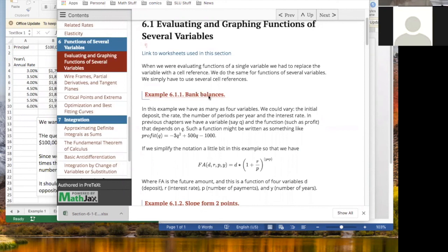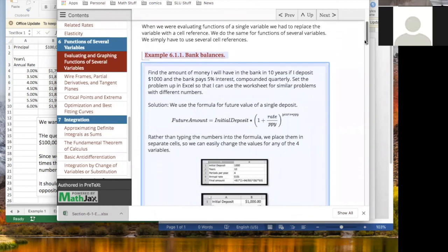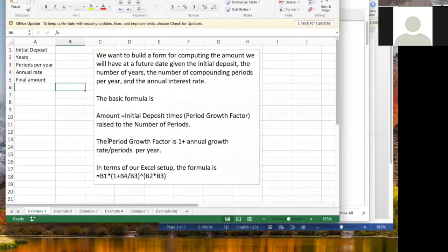For the first exercise example, we're looking at bank balances, and the idea is that the future amount is an initial deposit times 1 plus the annual rate divided by payments per year, raised to the power of years times payments. When we're compounding quarterly, however many years we have, we have 4 times that many periods, and whatever the annual rate is, the quarterly rate will be 1/4 of that. So we want to look at our problem for example 1.